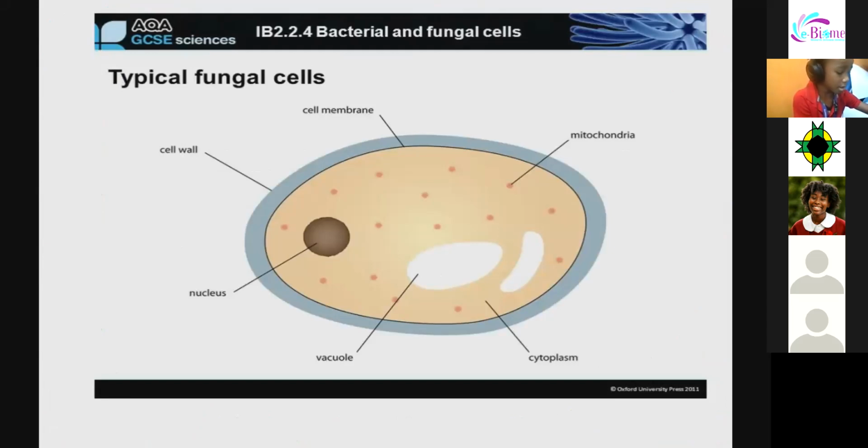So they have a cell wall, they have a cell membrane, they have mitochondria, they have cytoplasm, they have a vacuole, and they have a nucleus. How do they differ from bacterial cells? Anyone can tell me how they differ from a bacterial cell?